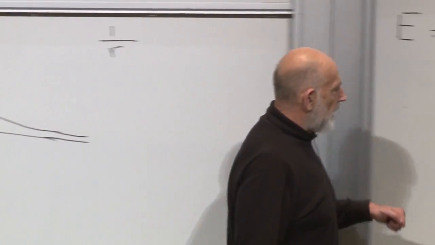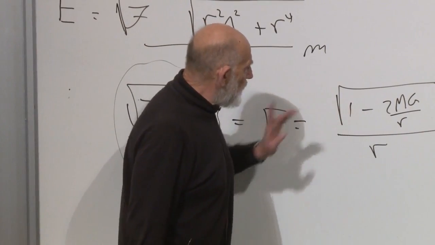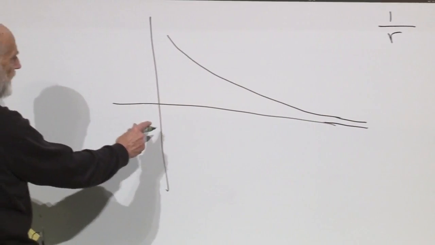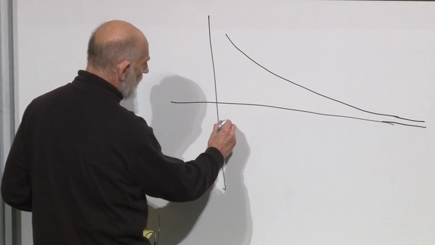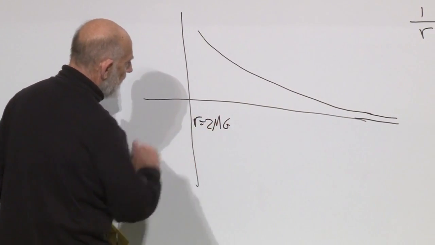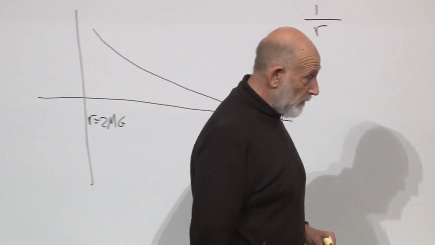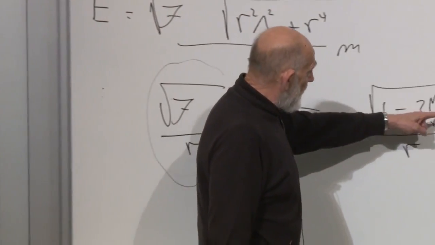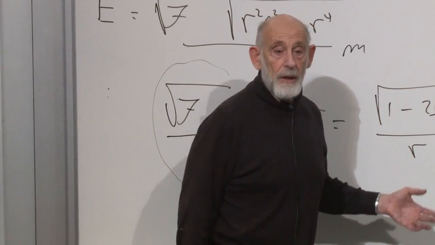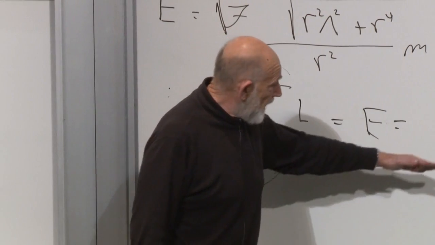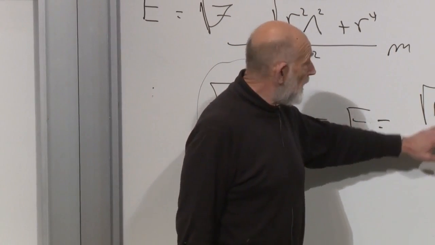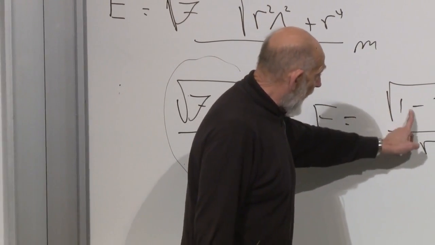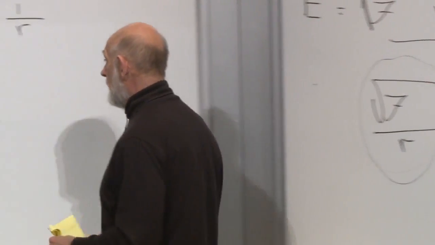But what happens as you move inward? We're going to move inward to r. The center, the origin here, is not r equals 0. It's r equals 2mg, the horizon. We're moving in toward the horizon. And at r equals 2mg, what happens to the numerator here? It becomes 0. The denominator is not 0 at that point, and so the whole energy function becomes 0 at the horizon. So it must look like this.